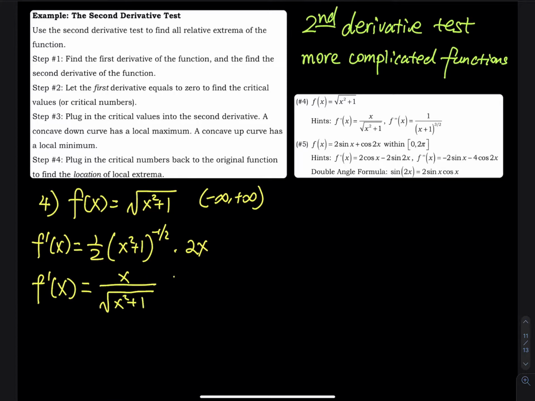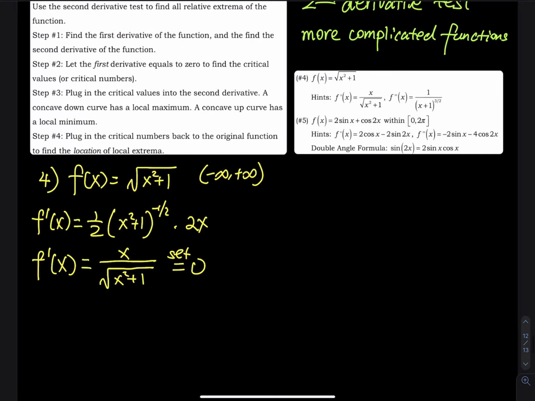You set the first derivative equal to 0 and solve for x, so we are going to take the top divided by the bottom. Think about this: a divided by b must equal 0, so that means a has to equal 0, right? So the x on top, x equals 0, is my critical number. Can the denominator be equal to 0?